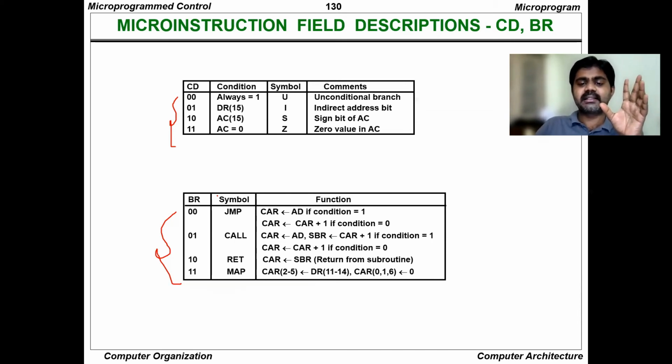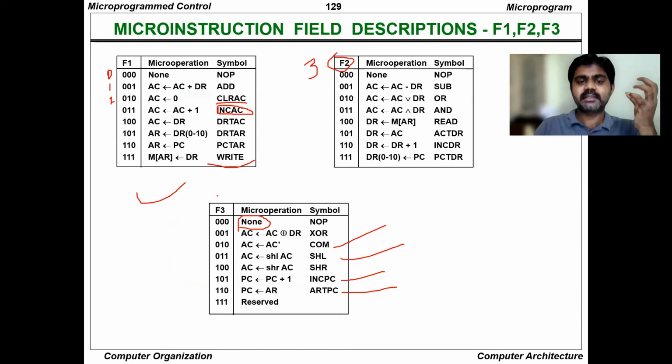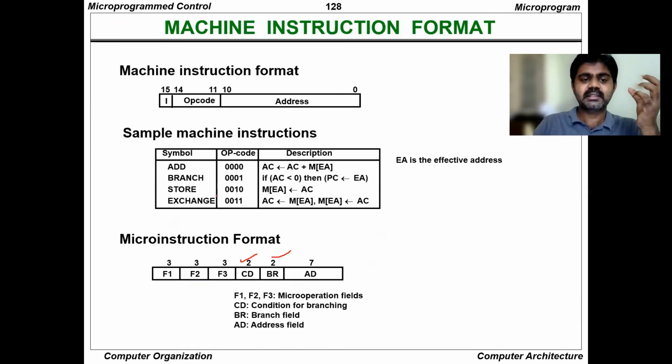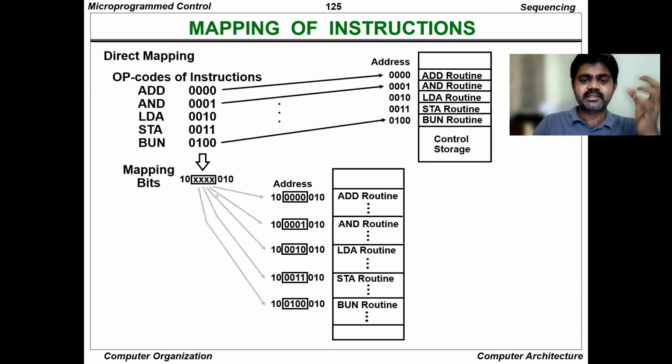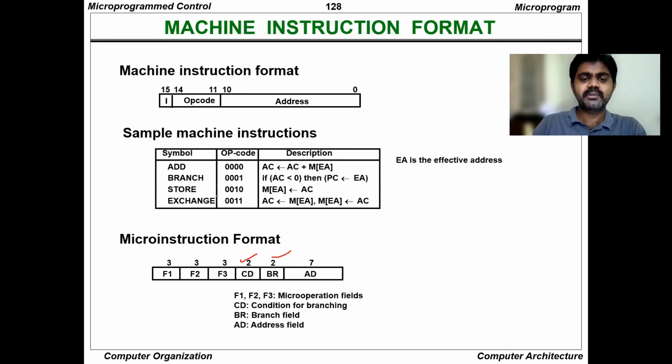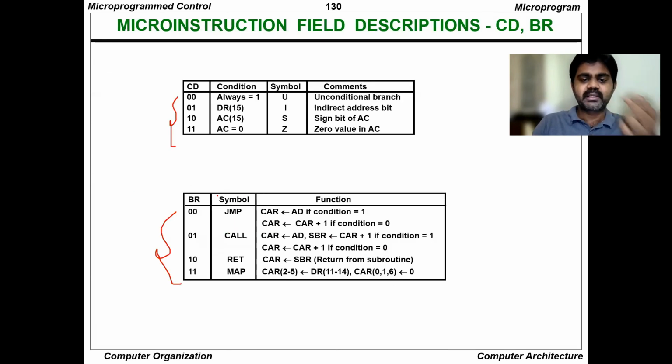Coming to call, that is 01. Here, if condition equal to 1, your control address register is incremented by 1, which is sent to the subroutine register, where your routines will be checked. If you see here, we have different routines, right? Here add routine, LDA routine, STA routine, BUN routine. Who is going to do these routines? Your subroutine register, and from address register the address goes to control address register. If condition equal to 0, then SBR does not come into the picture. Simply CAR plus 1, and the result is stored in CAR.